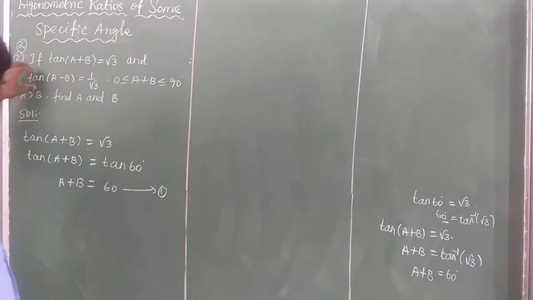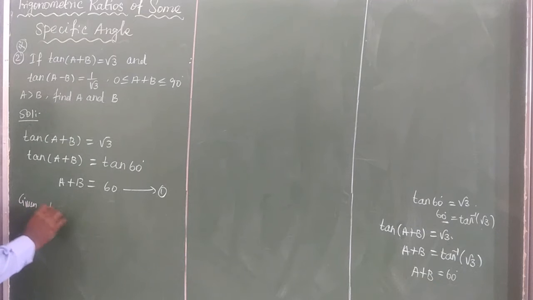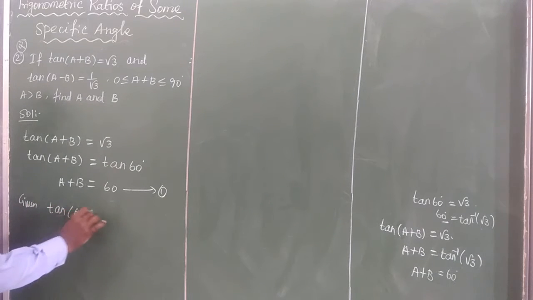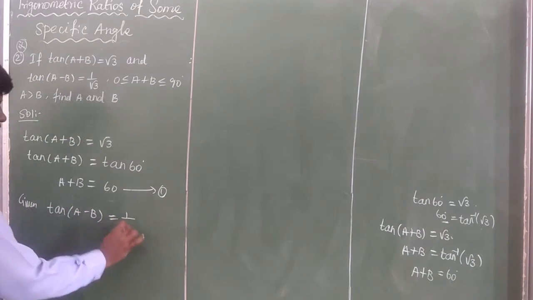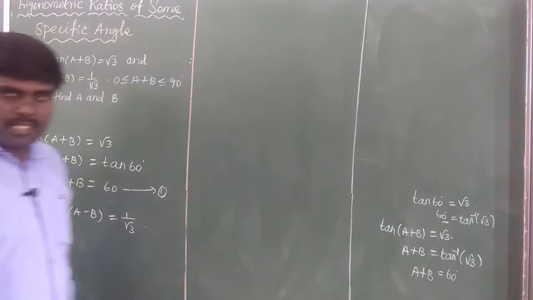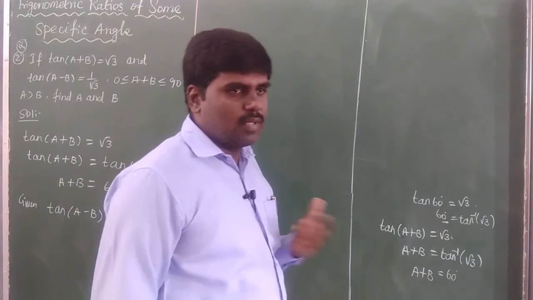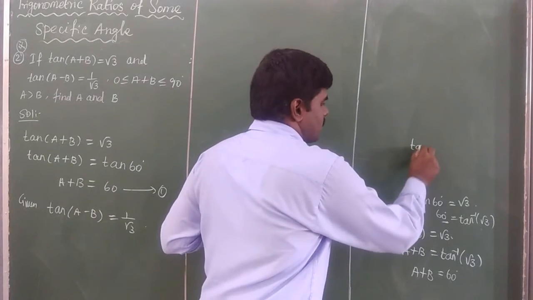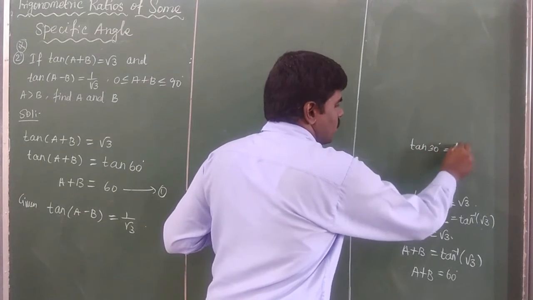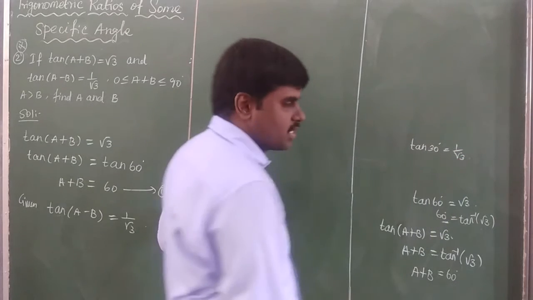What is the other given equation? Tan of (a - b) is equal to 1 by √3. Is that clear? Tan of (a - b) is equal to 1 by √3. Just think about tan, what value will come to 1 by √3? Tan 30 degree. You see, tan 30 degree is equal to 1 by √3. We know that. It's clear.